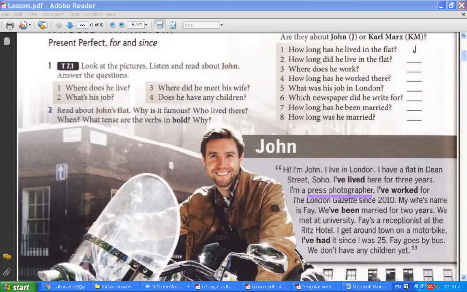Does he have any children? No, he doesn't have any children yet. Say, no, he doesn't, because the question is, does he? If the question was, do they have any children, how would the answer be? No, they don't. Yes. But here he asked about he, so say, no, he doesn't.